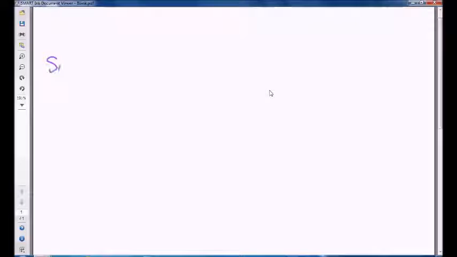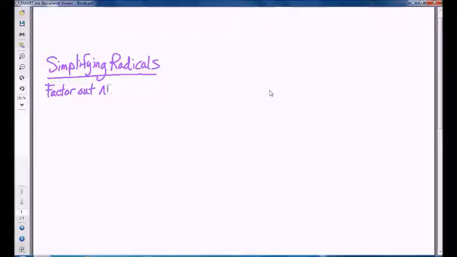Quick review on simplifying radicals. When you simplify radicals, you need to factor out all perfect squares.